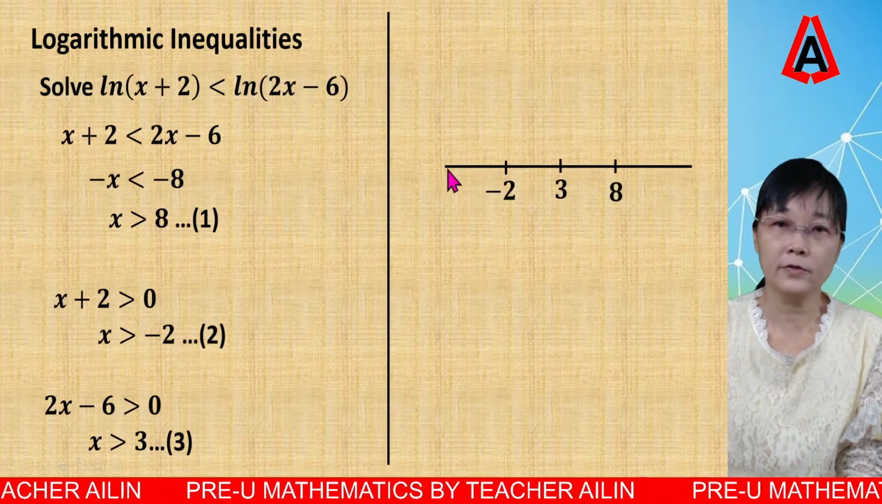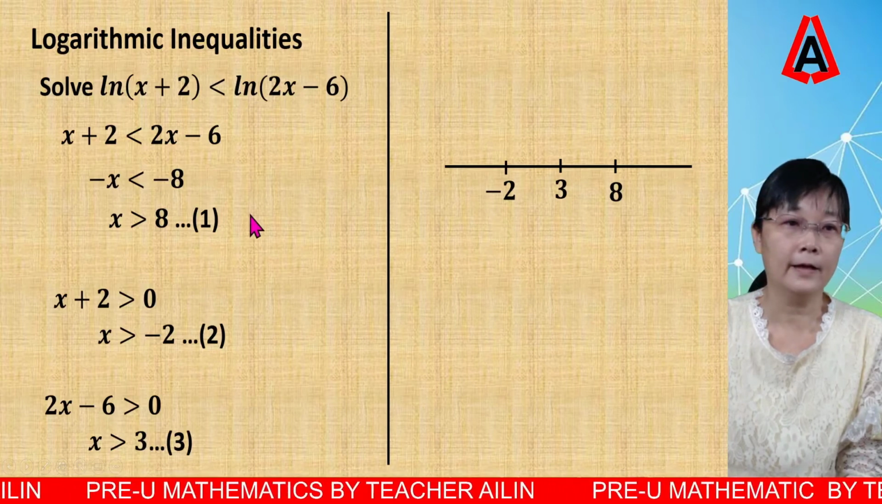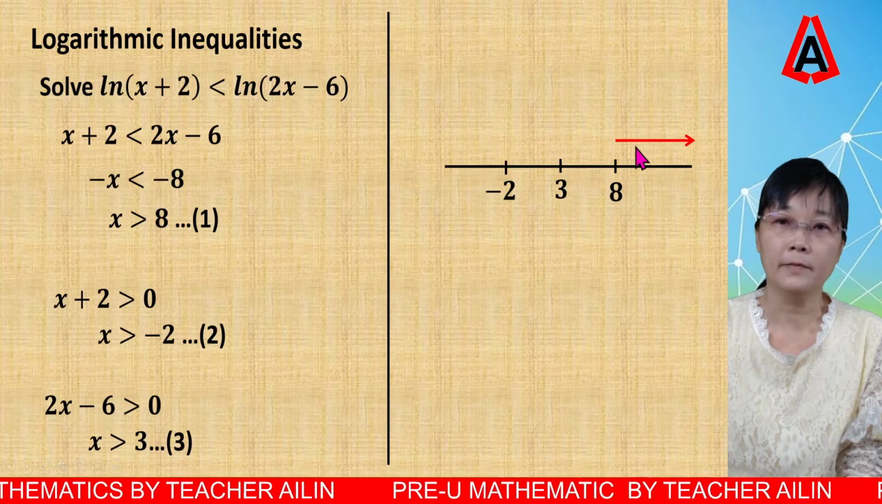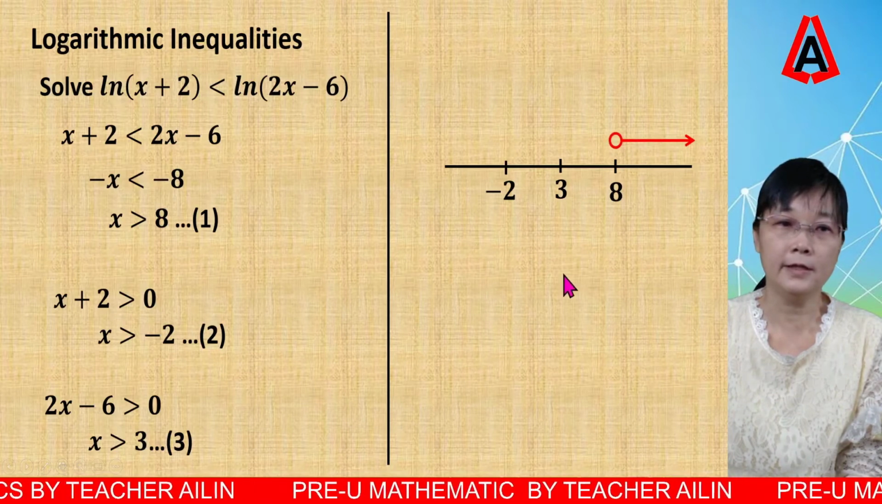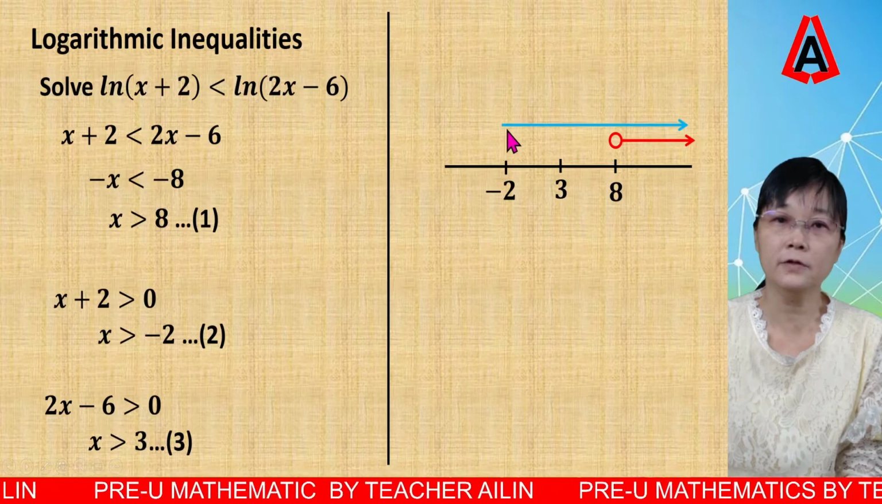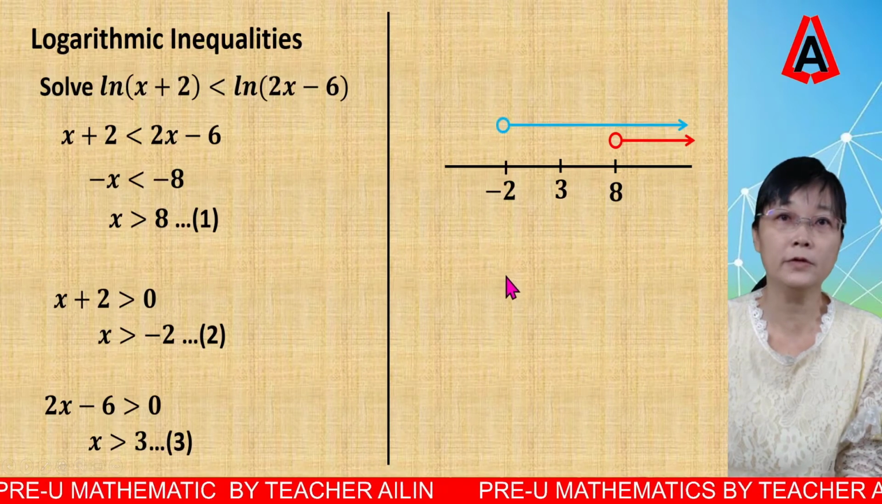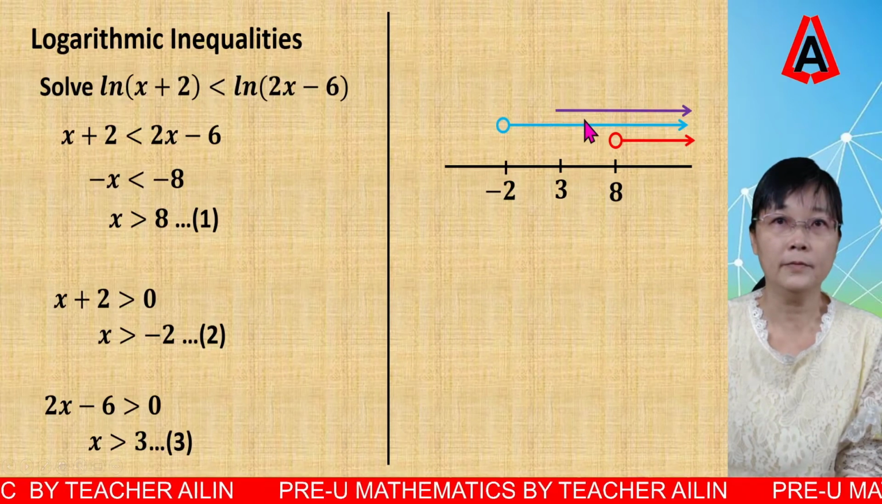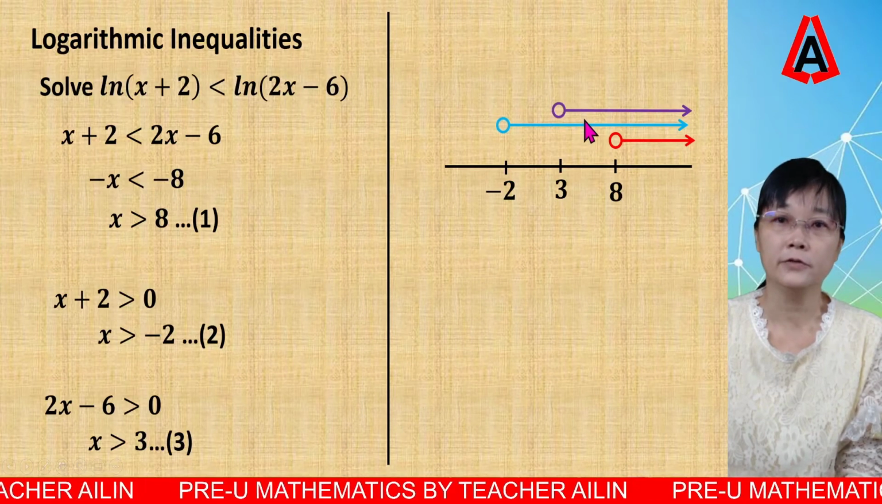To do this, I'm going to use a number line. For the first one, x is greater than 8 but not included 8. The second one, x is greater than negative 2, not included negative 2. And the third one, x is greater than 3 but not included 3.